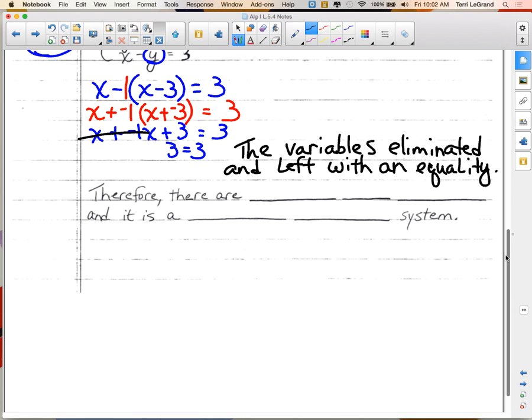How many solutions does that mean there are then? If the variables eliminate and you're left with an equality, what does that tell you about the solution? Go look at the front. If the variable is eliminated and you're left with an equality, what does that tell us about the solution? Dependent. Not type of system. Tell me about the solution. Is there one solution, infinitely many solutions, or no solution? There are infinitely many solutions.